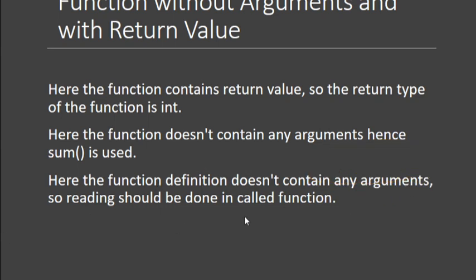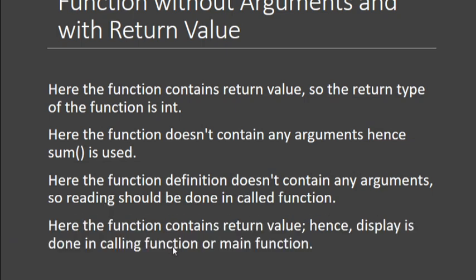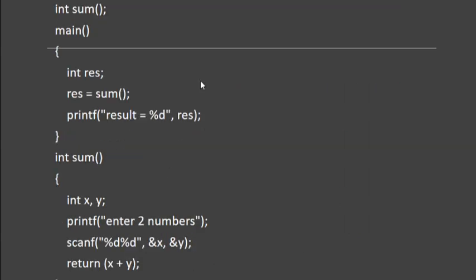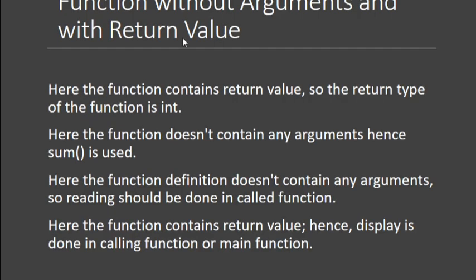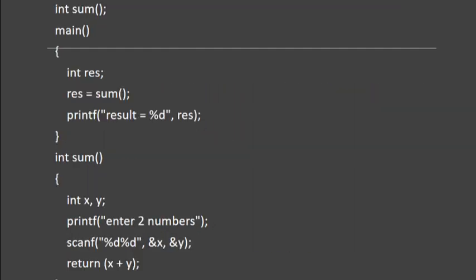Here the function definition does not contain any argument, so reading should be done in the called function. Here the function contains a return value, hence display is done in the main function. I will explain through an example. Here the program is function without arguments and with return value.